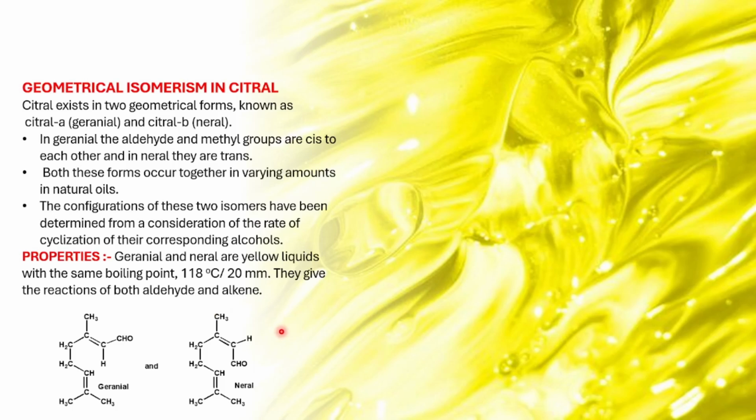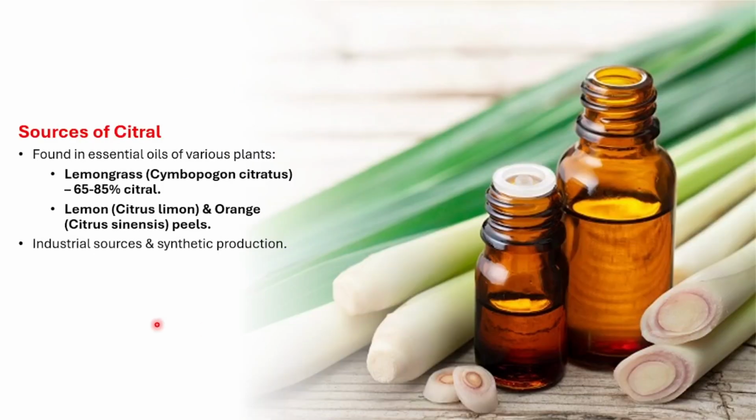So both aldehyde and alkene reactions they can give. In the carbonyl form, they react with amines and form oximes, and when we add bromine, the color of bromine is discharged. So this tells us that double bonds are present in the molecule.